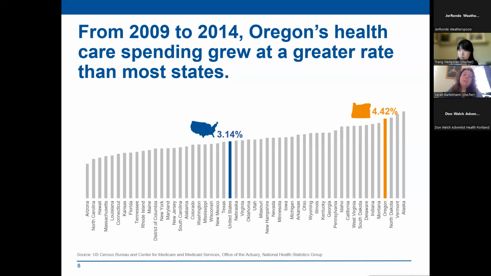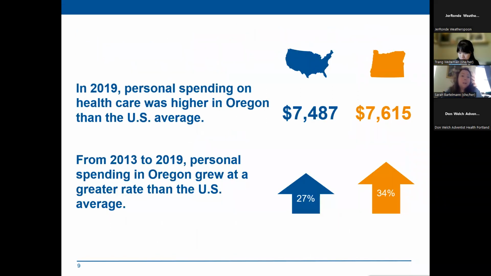Looking at a little bit more current data on the next slide, if we look at 2019, personal spending on healthcare still was higher in Oregon than the US average. So this is a per person spending amount in Oregon compared to the US. But not only is the dollar amount higher, it is still growing faster in Oregon than healthcare spending is growing in the country nationally. So between 2013 and 2019, healthcare spending was growing at 34% in Oregon compared to 27% nationally.